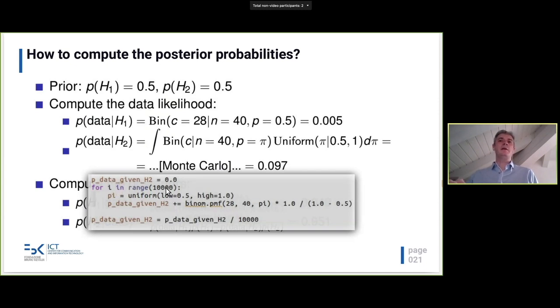So we loop 10,000 times. In each iteration, we draw the value pi from a uniform distribution from 0.5 to 1. We plug it into the binomial probability mass function and obtain the value here. And then we basically just average that. There is an extra term here because this is related to the uniform distribution, which is between 0.5 and 1. But basically, with 4 lines of code and a few seconds of computation, we can compute this 0.097 and obtain the result.